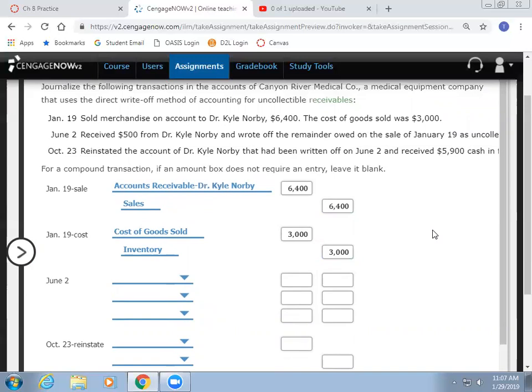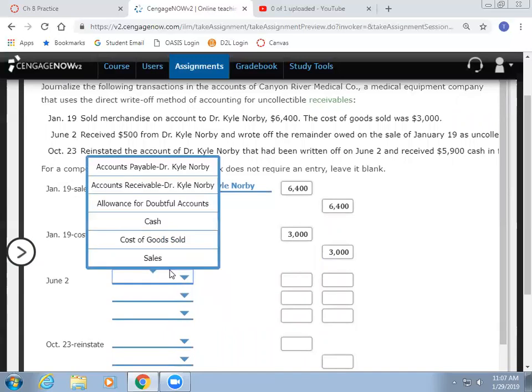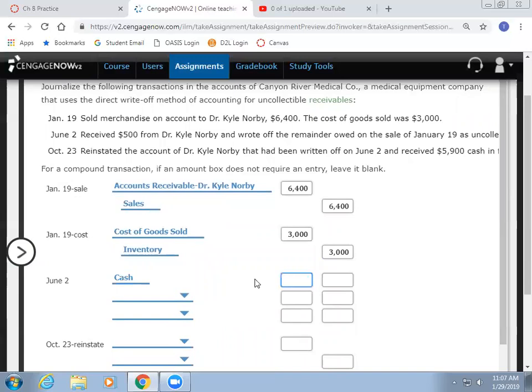The next entry says June 2nd, we received $500 from Dr. Kyle Norby, and then we wrote off the remainder owed on the sale as uncollectible. Well, if I receive $500, what do I need to do? Very good. Yeah, we're receiving payment. So I'm going to start by just debiting cash, $500. This is a compound entry. So we debit cash $500.